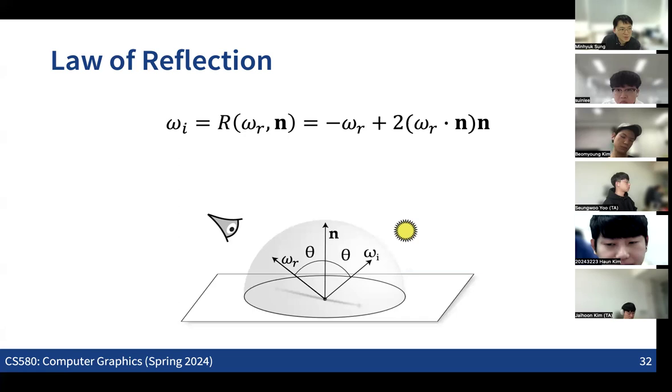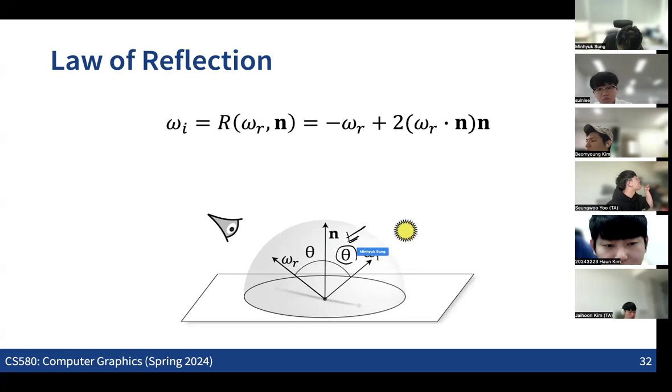So when you define the angle of incidence of the light and also the angle of reflection, which are defined with respect to the surface normal, we can define the incoming and the outgoing direction in a way that these two angles are exactly the same for the elevation. So this is basically the simple rule of reflection.